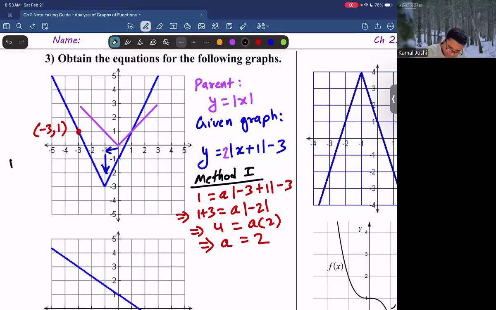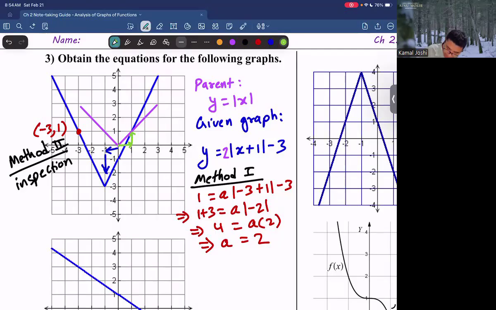Method 2 is not something that you will write. It is just inspection, and I'm going to explain what the inspection is. In the original graph, you move 1 unit to the right, you go 1 unit up, right? That is a 1:1 kind of scale there.